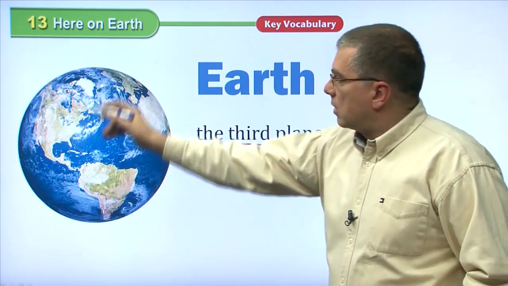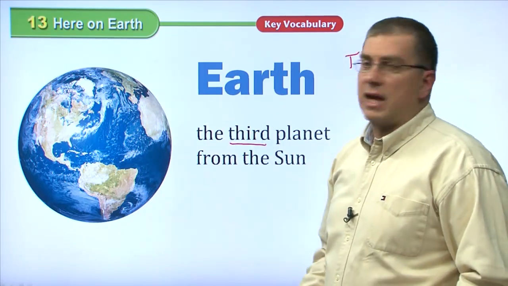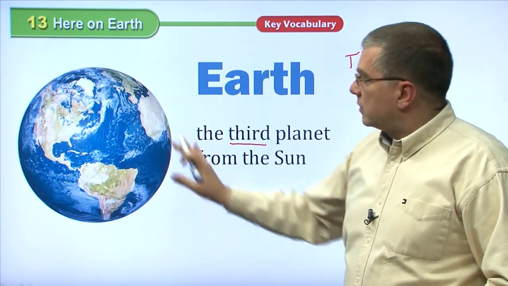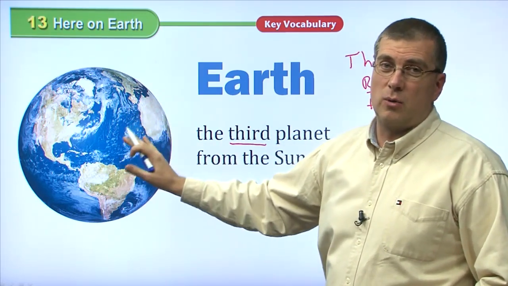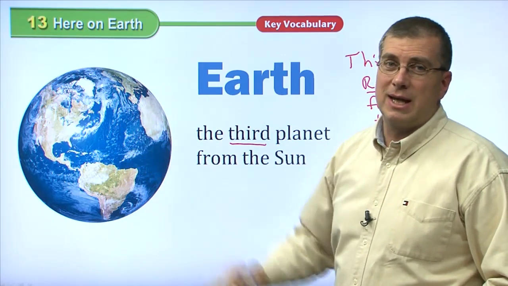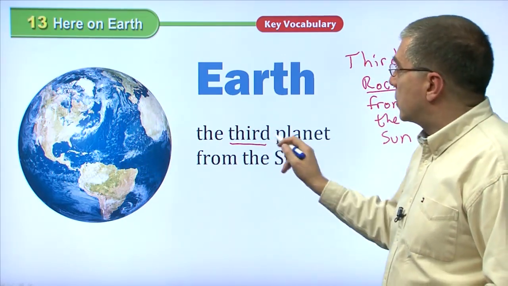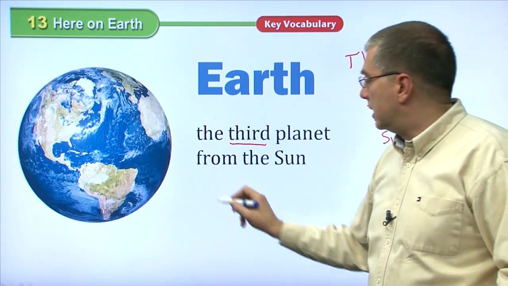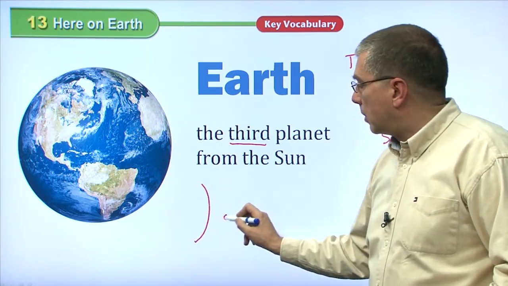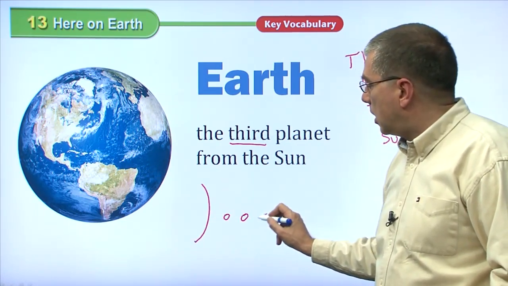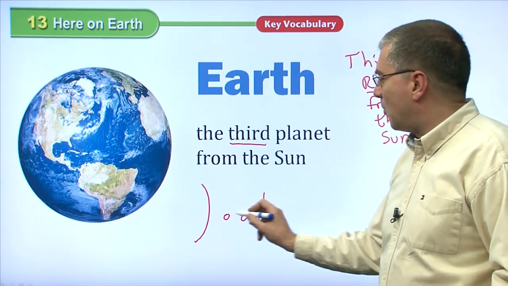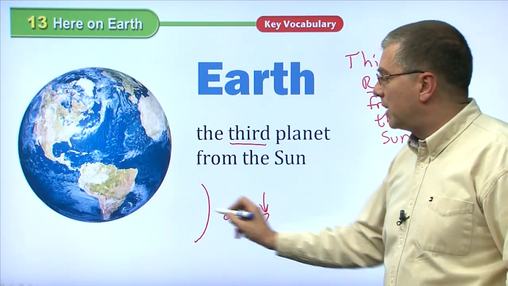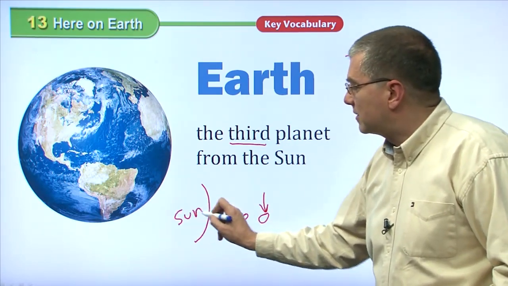But anyway, this is the Earth, and this is what the Earth looks like from space, right? So we can see it's a very beautiful planet, and it's where we live. It's our home. It's the only planet like this in our solar system. And it's the third planet from the sun. So the sun is here, Mercury, Venus, Earth, that's us. Yay! Okay? So one, two, three. The third planet from the sun.